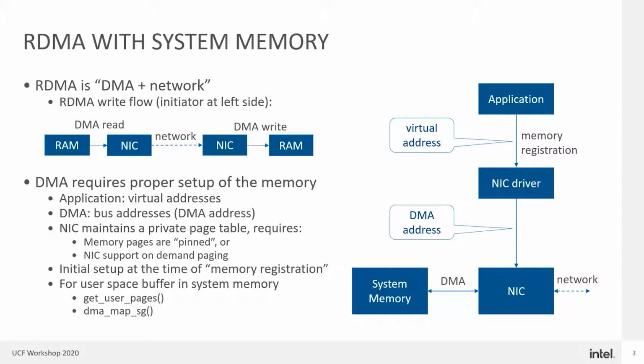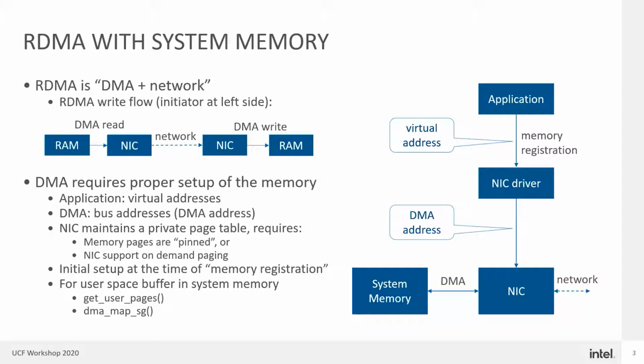Because this involves DMA operations, it requires some proper setup of the memory. For example, the application passes the virtual address to the RDMA API, but the hardware doing the DMA operation requires the bus address, sometimes called the DMA address. In order to do that, the NIC internally maintains a page table, so it can do the virtual address to DMA address translation.